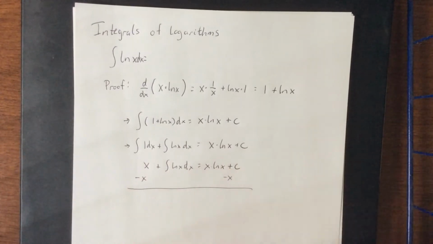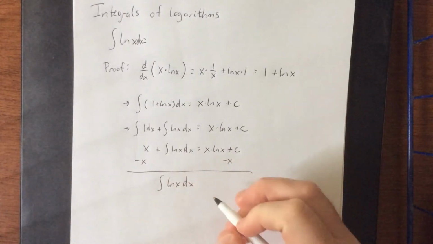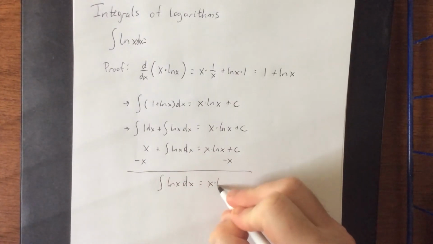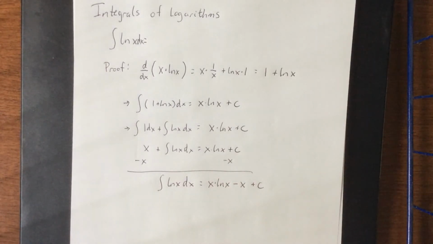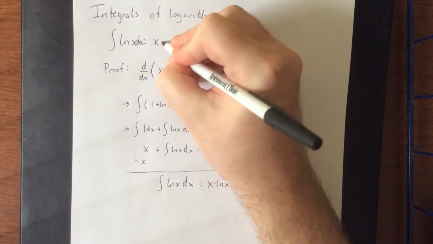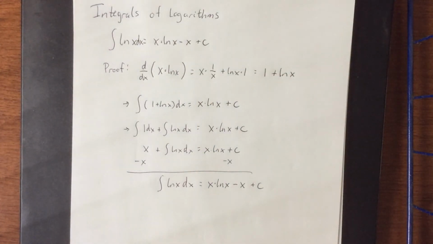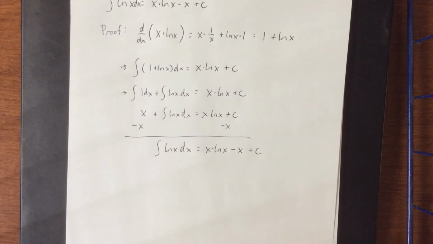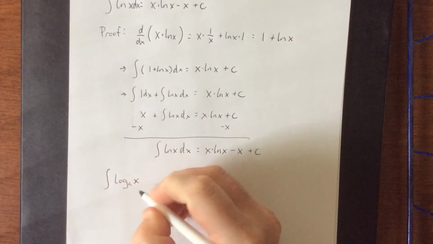So, subtracting x from both sides is going to give us the formula for the integral of the natural log of x. This is going to be equal to x times the natural log of x minus x plus a constant. So that completes our proof up here. This would be x times the natural log of x minus x plus c. Now, for those interested, there is another technique for how to integrate this, and it is referred to as integration by parts. This is something that's typically taught in a Calc 2 curriculum, so you will likely see it at that point in time.